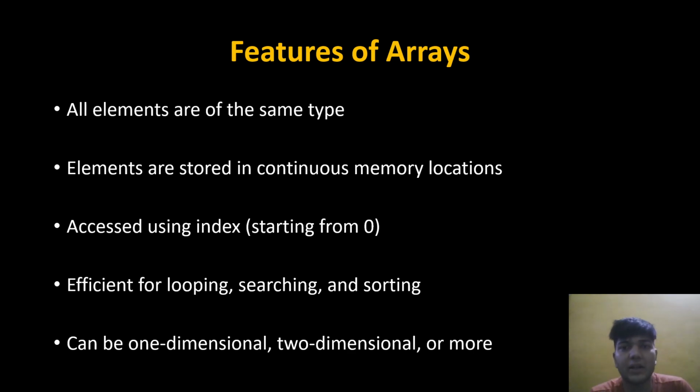Now let's look at the key features of arrays. First, all the elements in an array must be of the same data type, whether it's int, float or char. Second, elements are stored in continuous memory locations. Third, each element is accessed using an index starting from 0. Arrays are very efficient for looping, especially when performing operations like searching or sorting. Lastly, arrays can be one-dimensional, two-dimensional, or even multi-dimensional, depending on the complexity of the data.